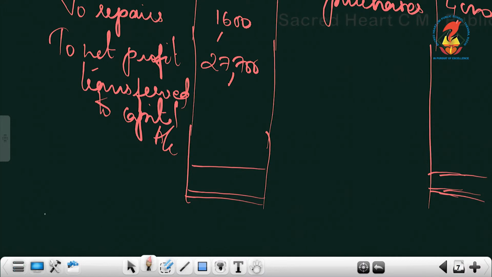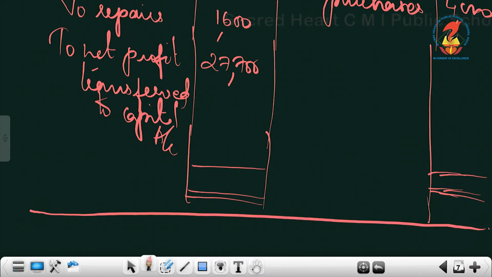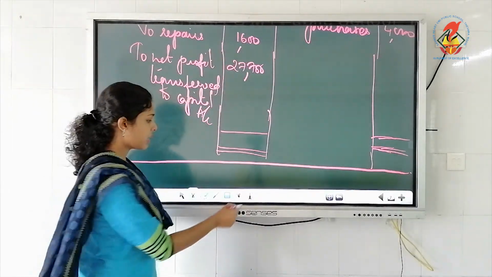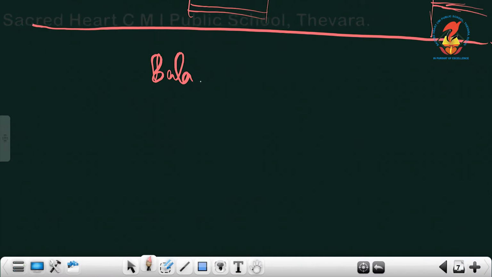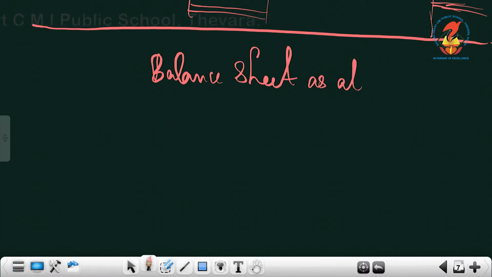I am not writing the totals. You compute the totals and then you write. Okay. Then balance sheet is there. So that also we have to prepare. They are asking you to do the balance sheet also. So give the heading balance sheet of, if you want you can write the owner's name or else it's fine. Balance sheet as at 31st.